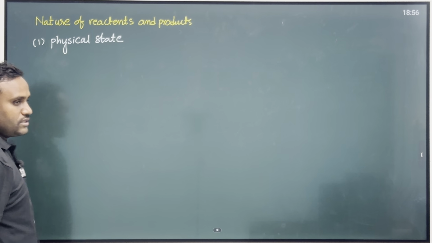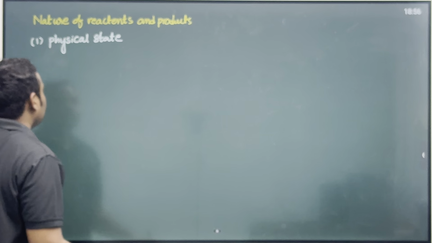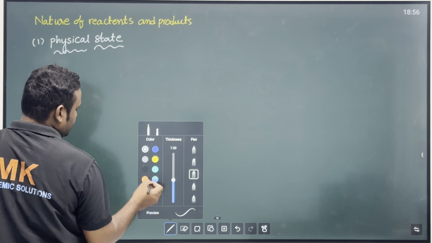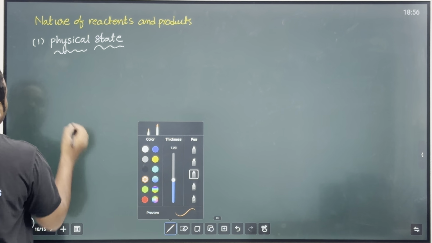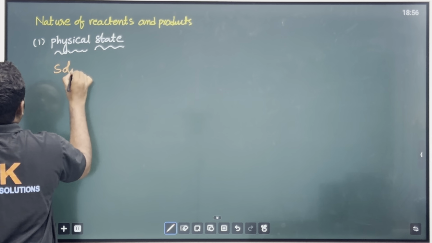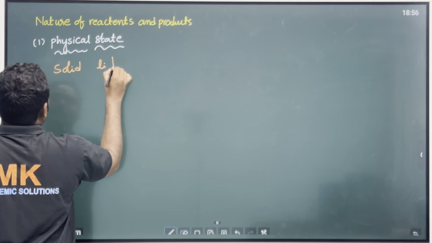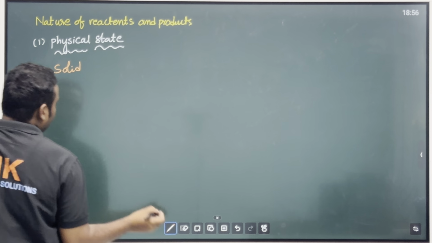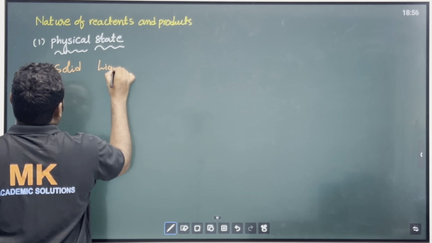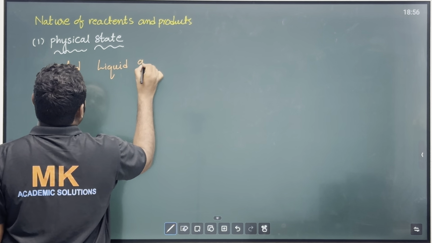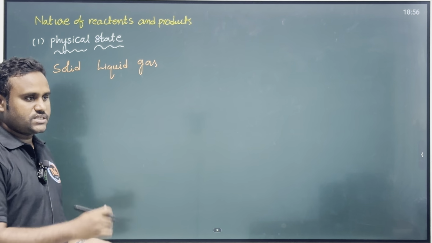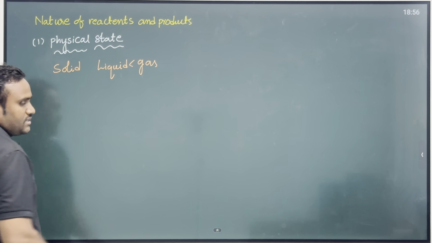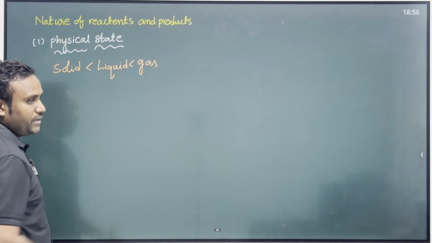Physical state also influences the rate of reaction. Generally we have three physical states: solid, liquid and gas. Out of these three, gaseous reactions are very fast when compared to liquids and solids.